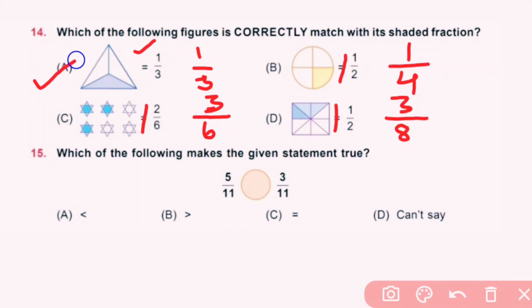Question number 15. Which of the following makes the given statement true? Here the denominators are the same. So we compare 5 and 3. 5 is greater than 3. So here B is the correct answer.